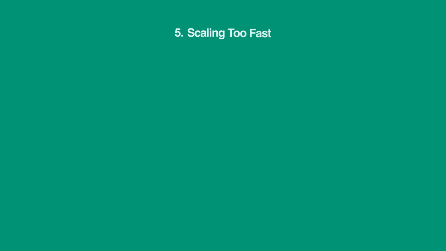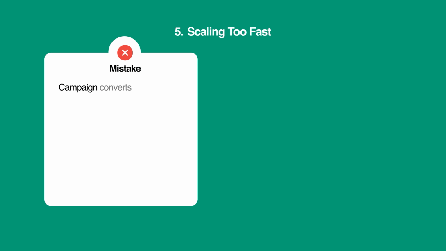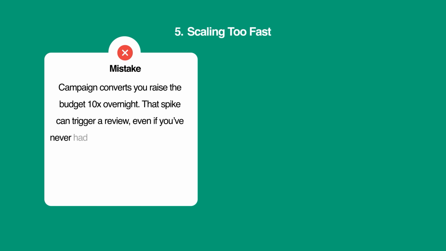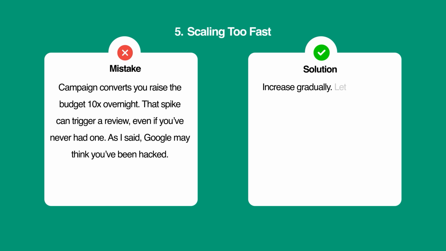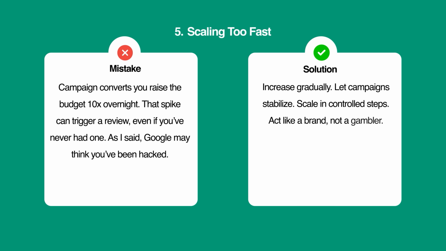Scaling too fast. Mistake: campaign converts, and you raise the budget 10 times overnight. That spike can trigger a review, even if you've never had one. As I said, Google may think you've been hacked. Solution: increase gradually. Let campaigns stabilize. Scale in controlled steps. Act like a brand, not a gambler.